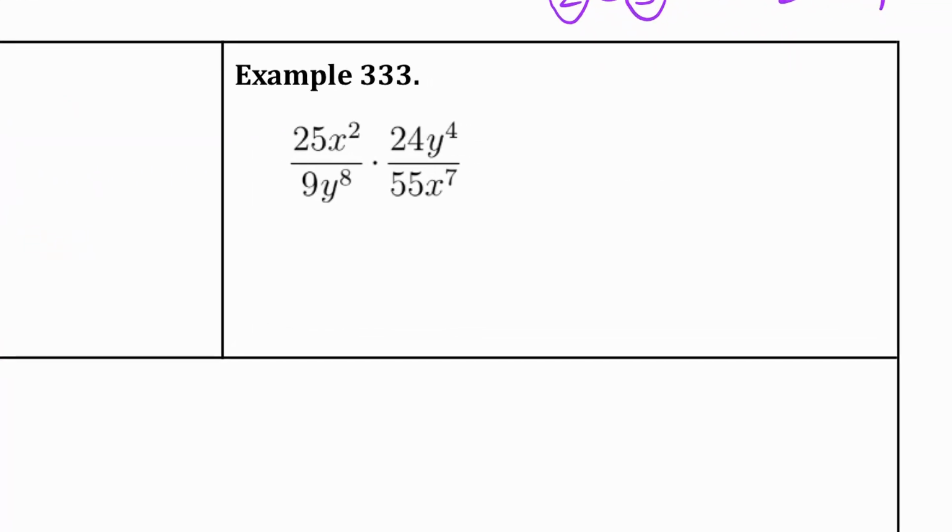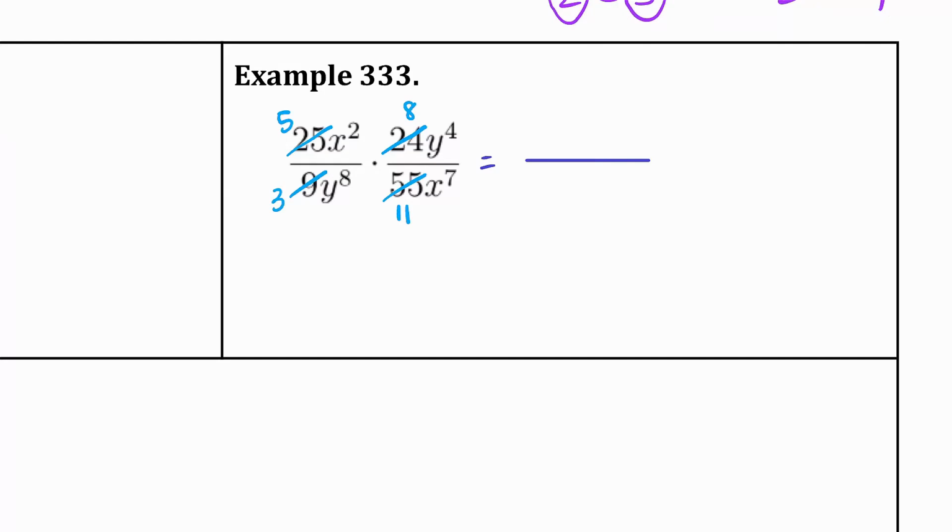Okay, on 333, same process here, but we have some variables. Again, here, let me draw my fraction. I'm going to try to simplify some of my numbers so that I have smaller things to work with. All right, so I have a 25 and 55. They can both be divided by 5. I get a 5 here and an 11 here. 24 and 9 can both be divided by 3. I get a 3 here and an 8 here.